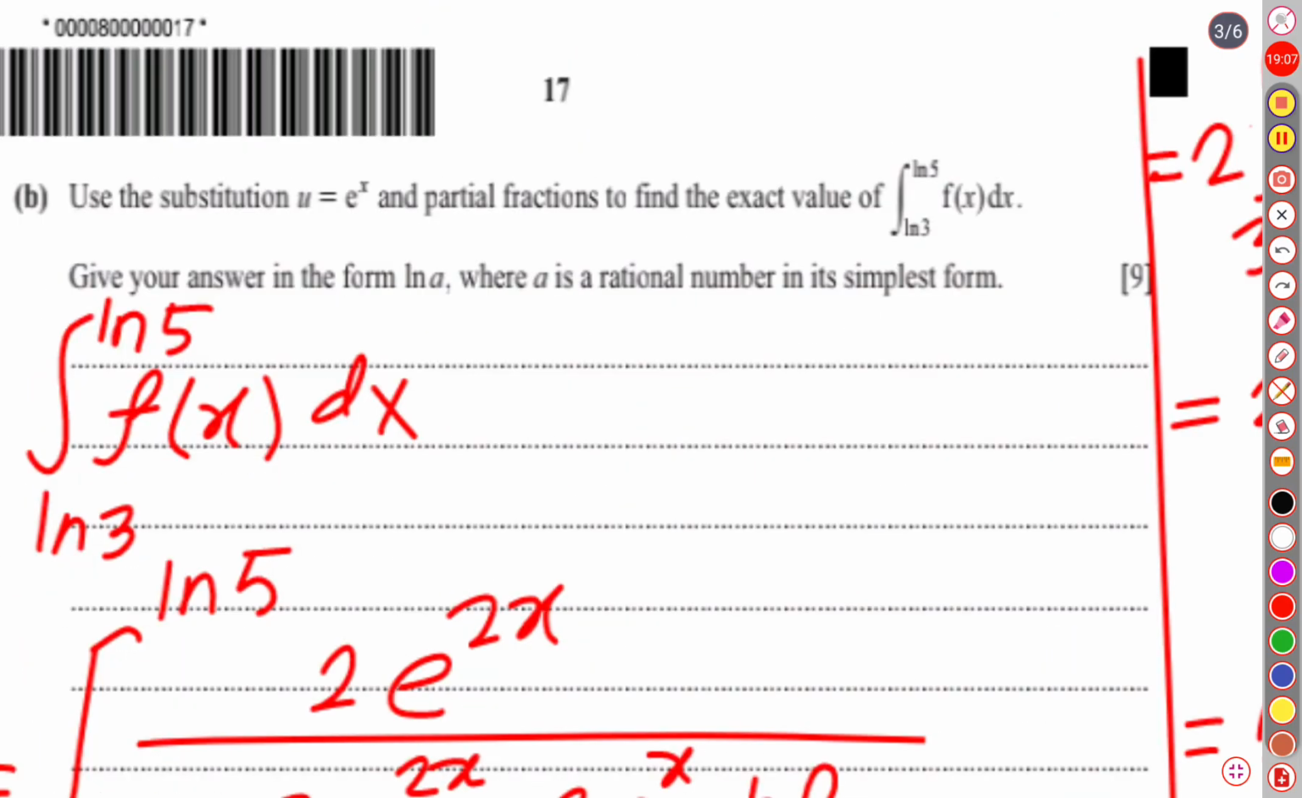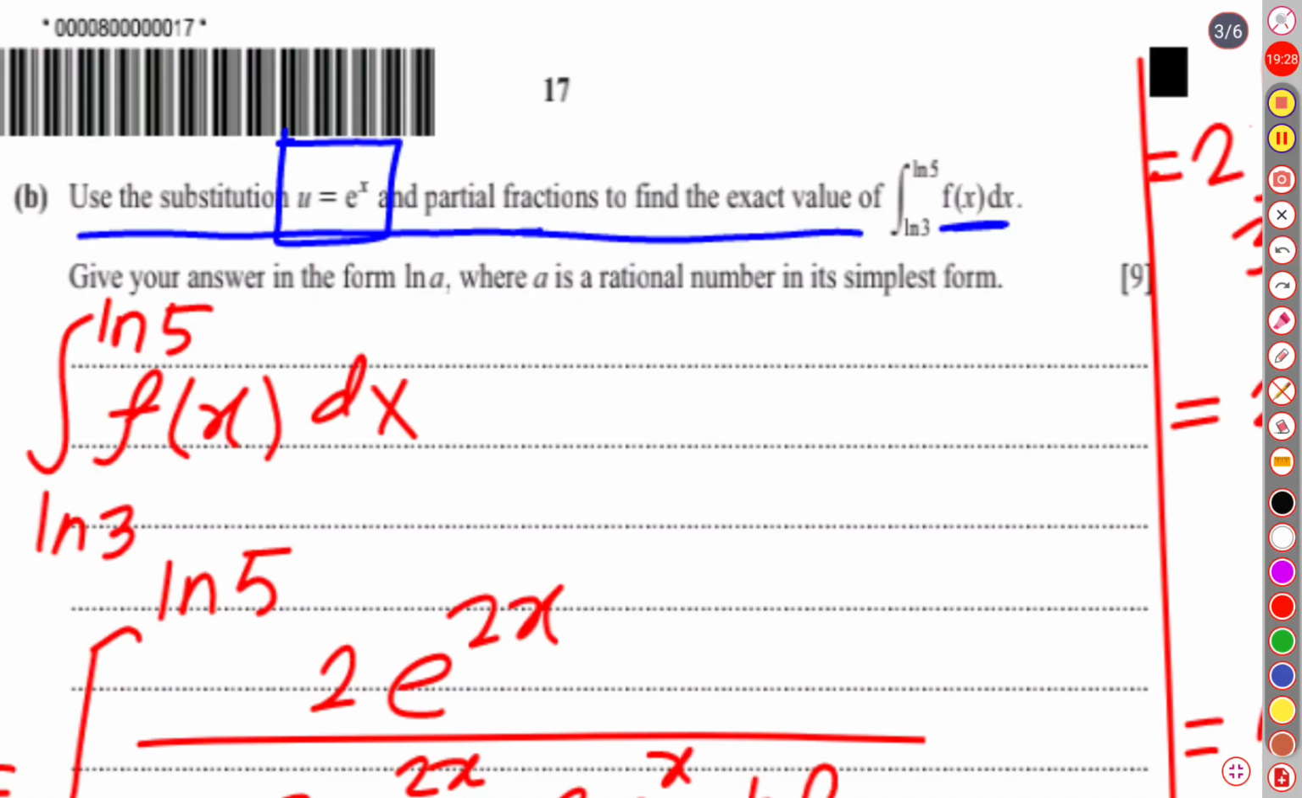B says use the substitution u equal to e raised to x and partial fractions to find the exact value of the integral from ln 3 to ln 5 of f of x. So the function f of x is known to us. There are two parts. One is u substitution, they have already mentioned u equal to e raised to x, and then partial fractions. So these two parts are hidden in the same solution.